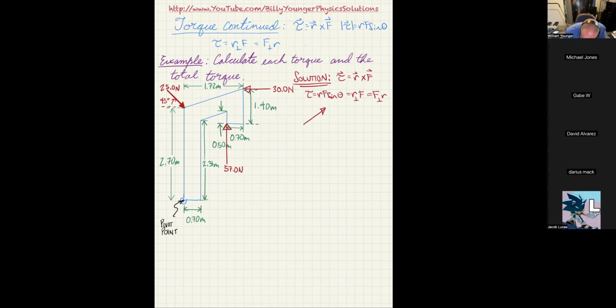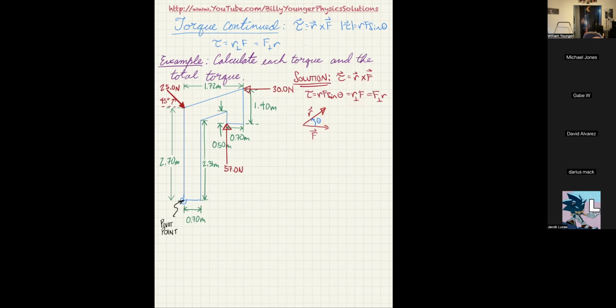So this, for instance, could be the R vector, and this could be the F vector. Notice they're tail to tail. Then you could say that since they're tail to tail, this angle is the theta. And I think you can see from that, if you imagine completing a right triangle right here, that r times the sine of theta just gives the component of r that's perpendicular to f. So that's why I say r perpendicular to f.